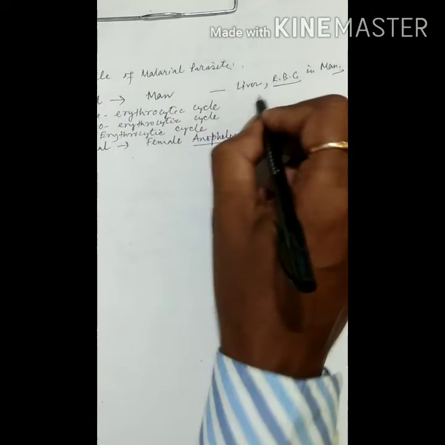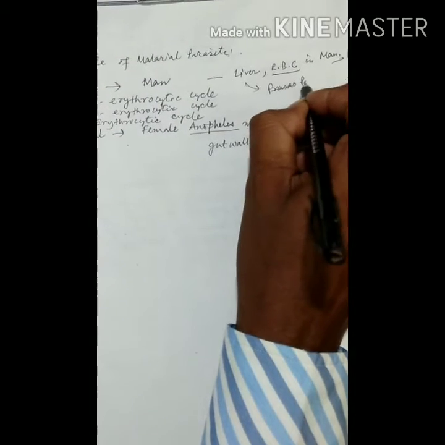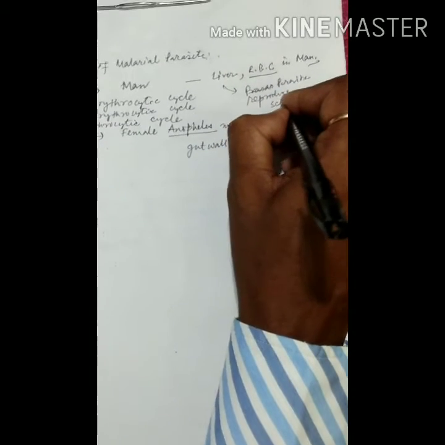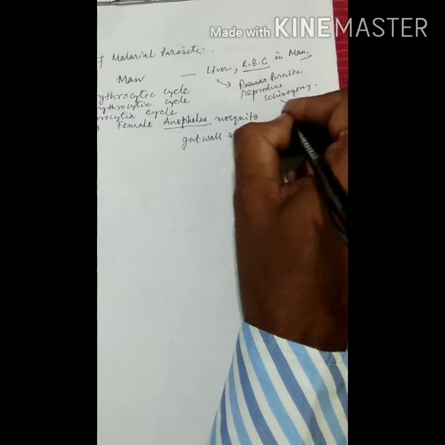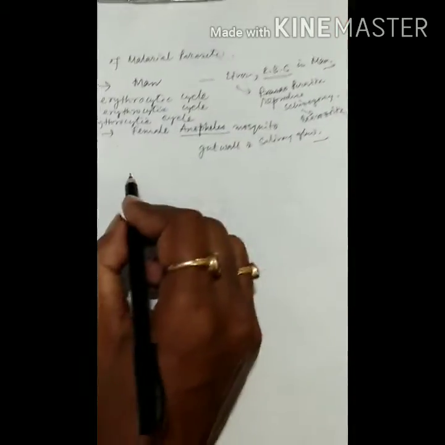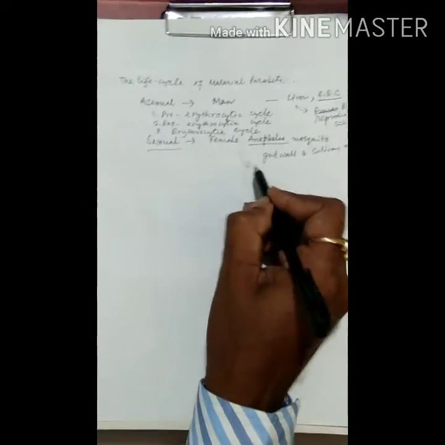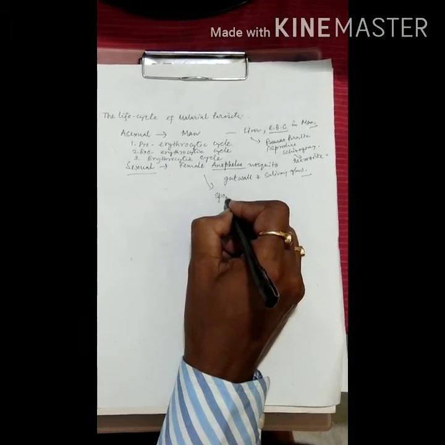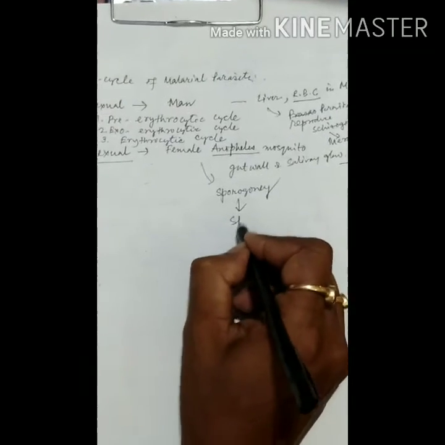In the case of man, the parasite reproduces in schizogony and produces merozoites. In the case of the sexual cycle, in the gut wall of the female Anopheles mosquito, it undergoes sporogony and produces sporozoites.